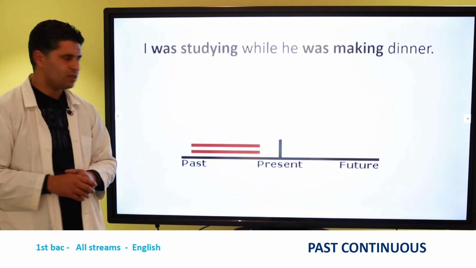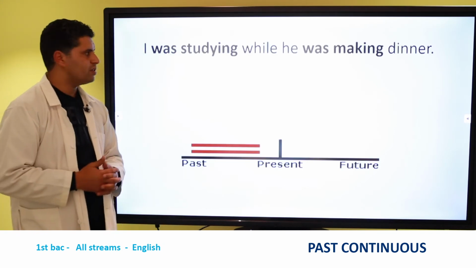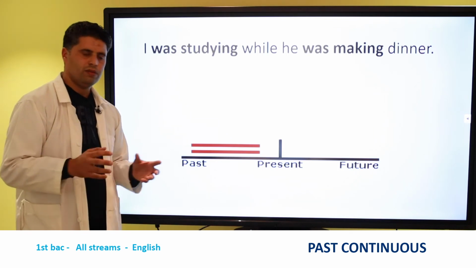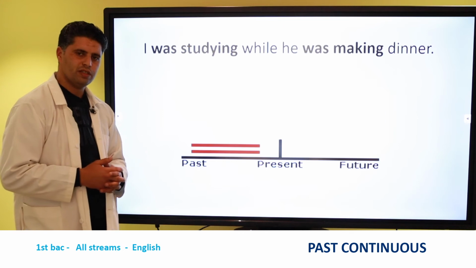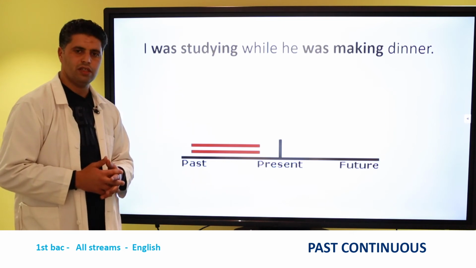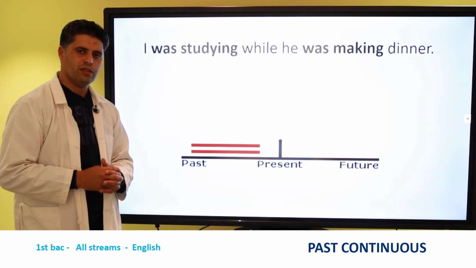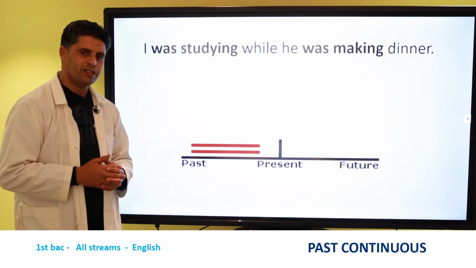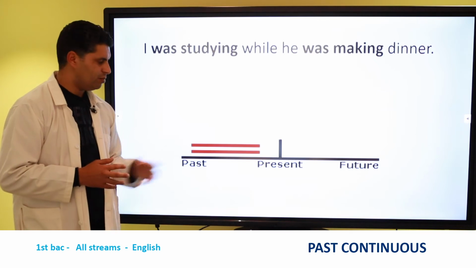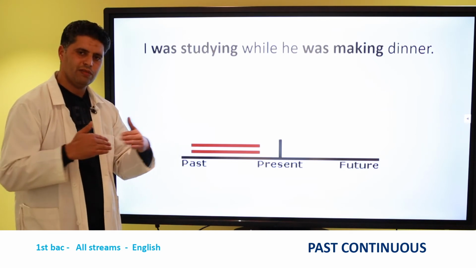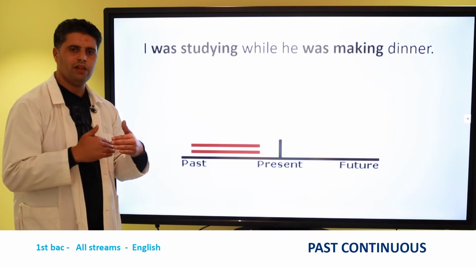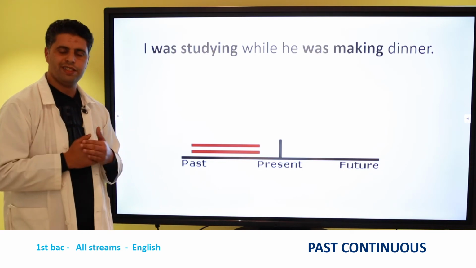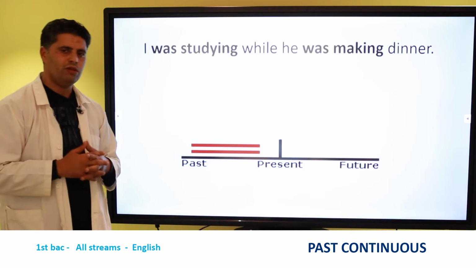Great, let's see this example that we have here. I was studying while he was making dinner. So if you notice, here we have two actions. The first action is studying and the second action is making. So both of the actions are long actions in the past, and both of them are happening at the same time, or they are parallel actions.